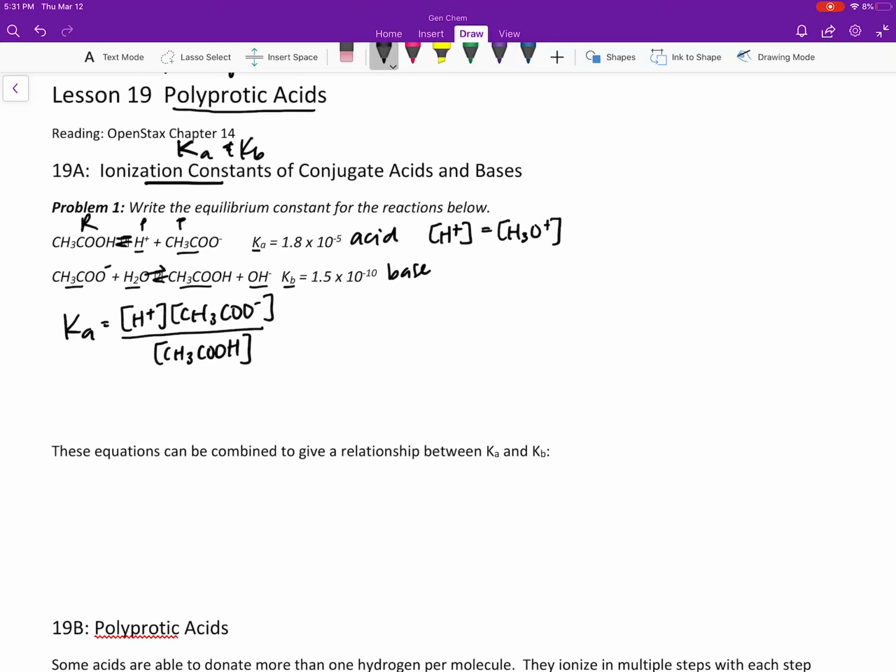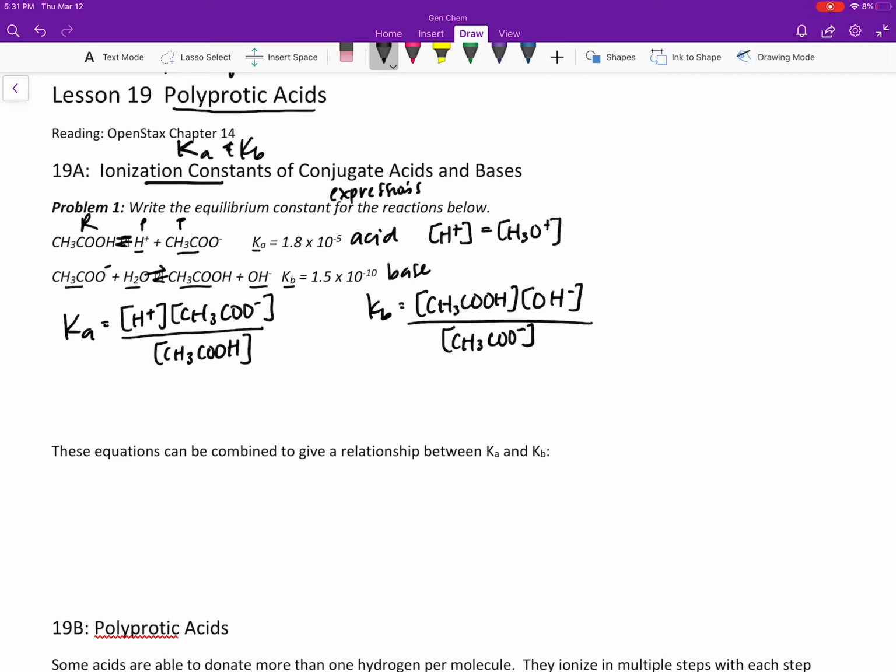And now I'm going to write my Kb, which is going to be products over reactants. So it's going to be acetic acid times hydroxide divided by the acetate ion. Okay, so those are my equilibrium constant expressions for these 2 reactions.